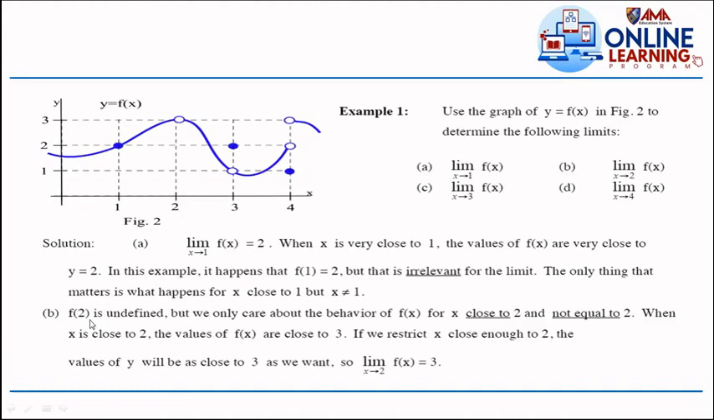The function of 2 is undefined, but we only care about the behavior of the function of x for x close to 2 and not equal to 2. When x is close to 2, the values of the function of x are close to 3. If we restrict x close enough to 2, the value of y will be as close to 3 as we want. So therefore, the limit of the function of x as x approaches 2 is equal to 3.